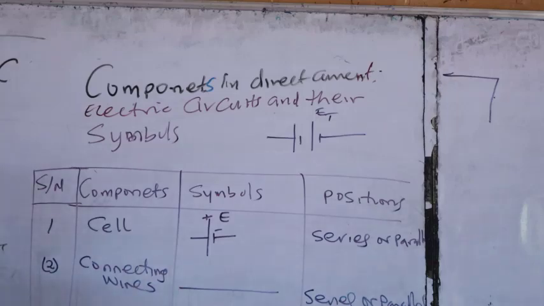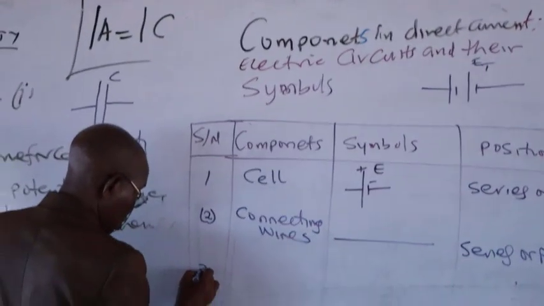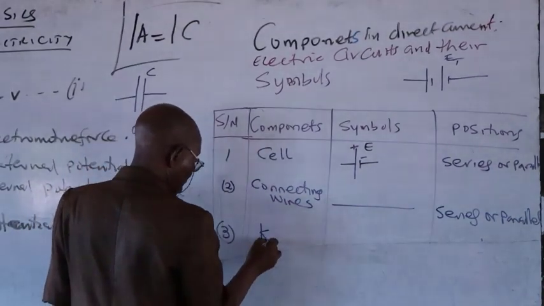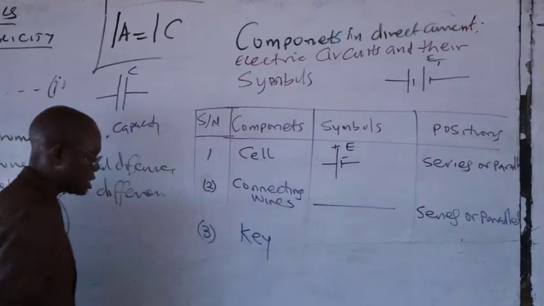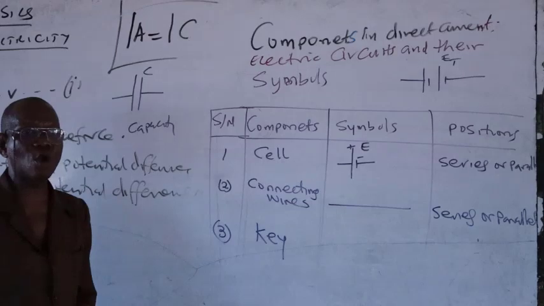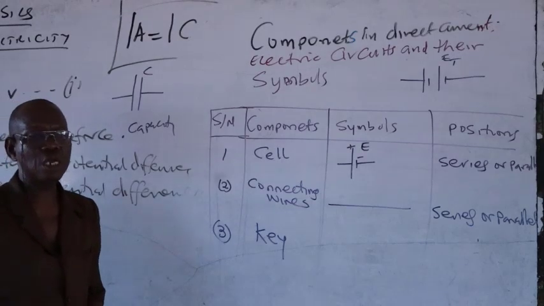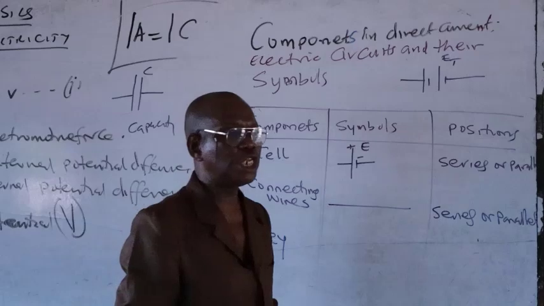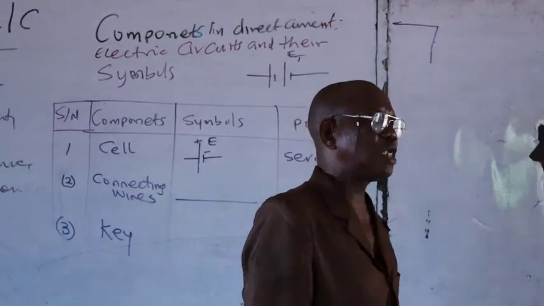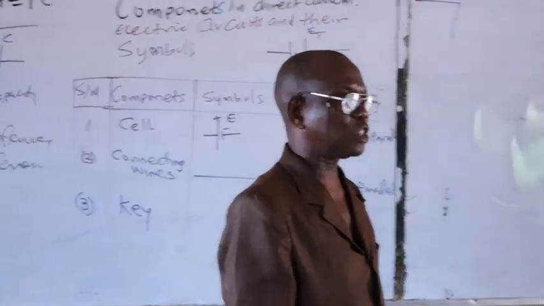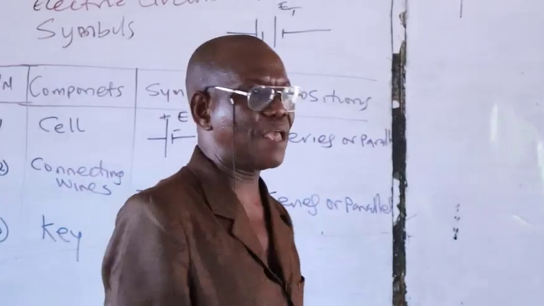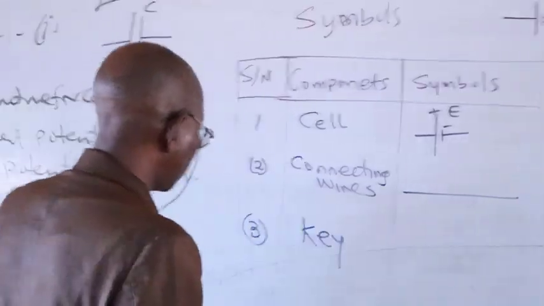Number 3, component that we meet in the circuit, and that is the key. As I said earlier, we call it key. But a layman calls it switch, to on and off the circuit. To on the circuit, to off the circuit. The layman calls it switch. But in lab, we call it key. The key has 2 symbols.